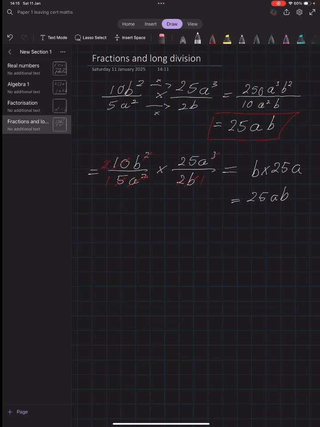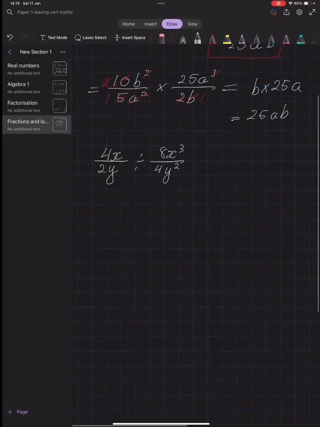Okay, so the next example is 4x over 2y divided by 8x cubed over 4y squared. Okay. We hate division symbols. Okay? So you want to change everything to multiplication. So how do you do that? I'll start with a simple example. If I said x divided by 2, that's equal to x over 2. Okay? But x over 2, I can write that as x multiplied by a half.